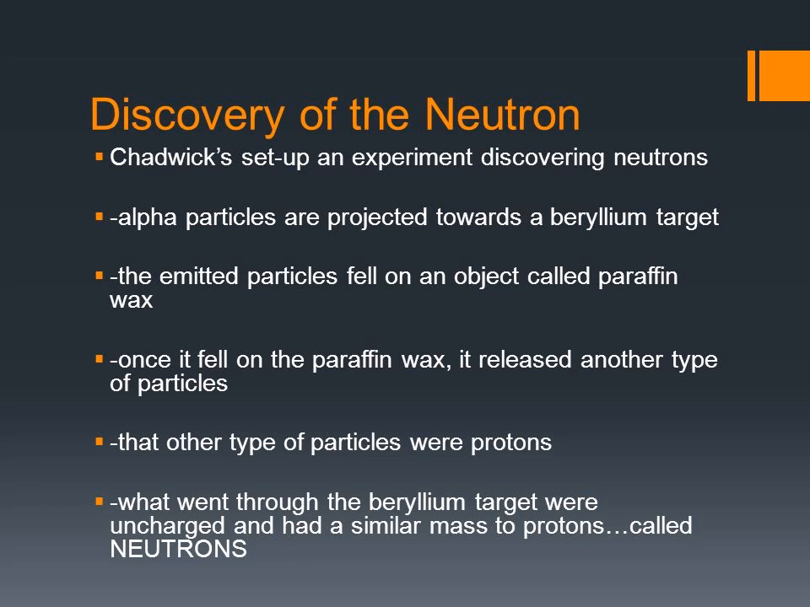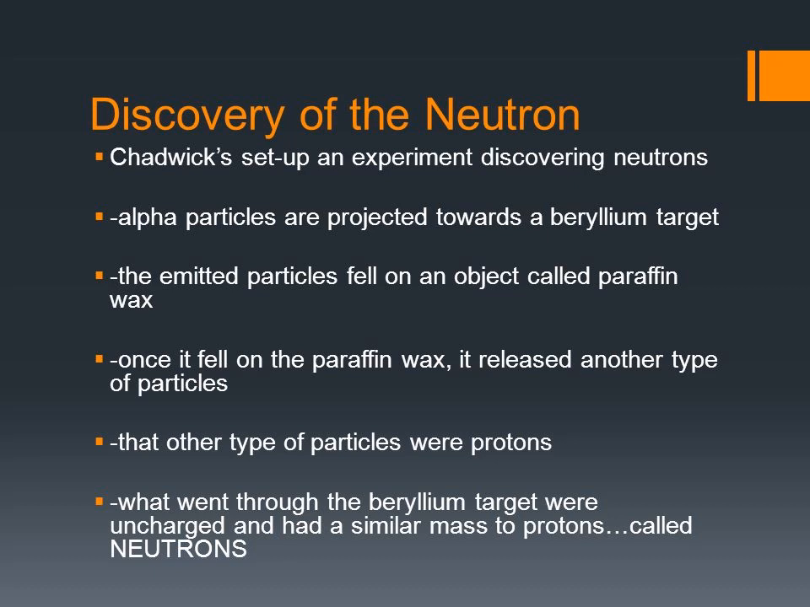James Chadwick observed that when beryllium was exposed to alpha particles, particles with about the same mass as protons were emitted. Beryllium plus alpha rays gives rise to carbon plus neutron.